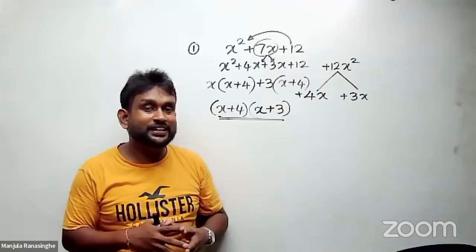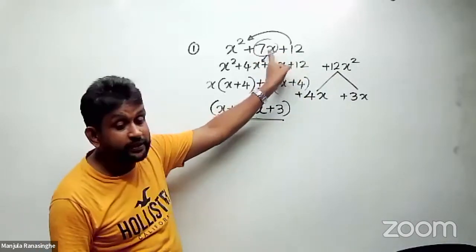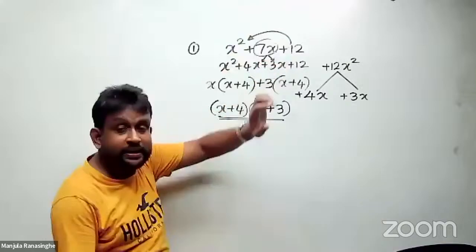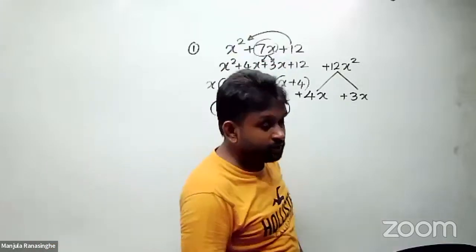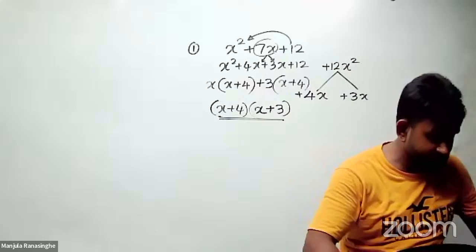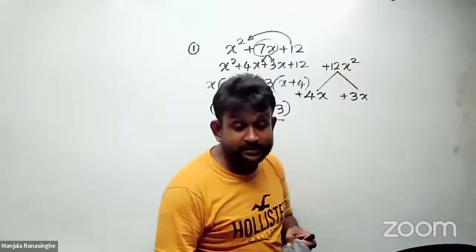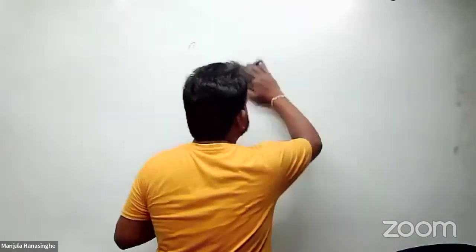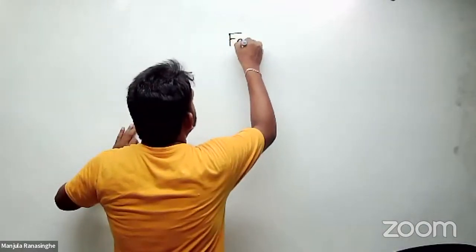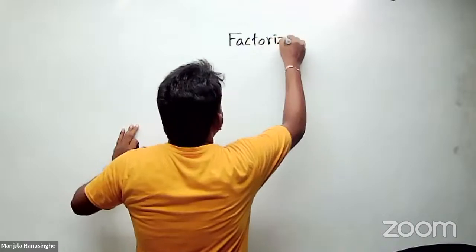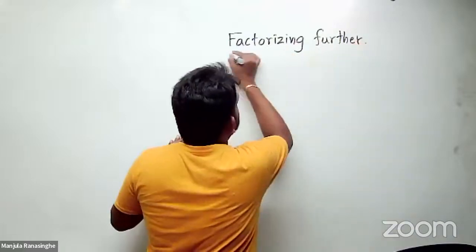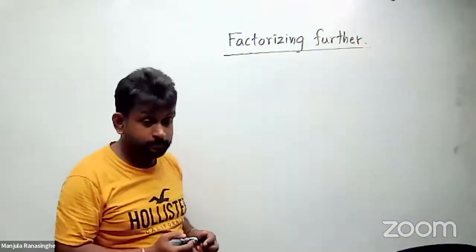So today we are dealing with different signs. Now concentrate. Here all these signs are positive, so no issue. Now we will write the topic, factorizing further. Write down the topic: factorizing further.